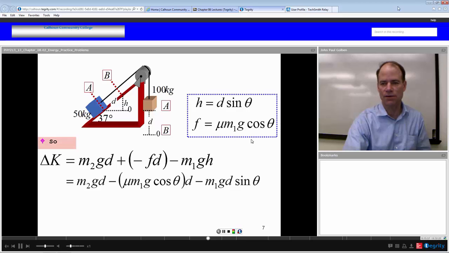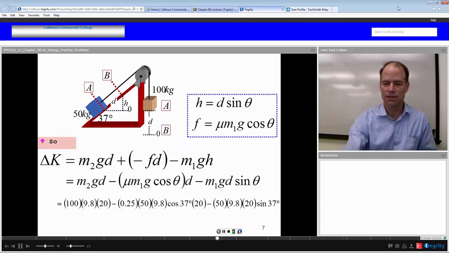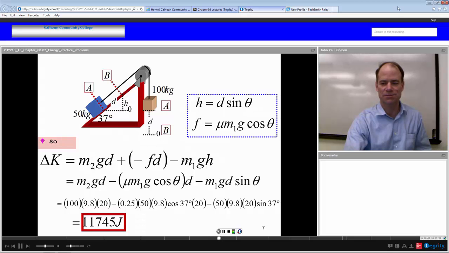Let's put in our values for h and our values for the frictional force, and we have this somewhat complicated equation, but we actually know what many of these numbers are, and now we can just put in our numbers. So the mass 2 is 100 kilograms, g is 9.8, d is 20 meters, minus mu, which is 0.25, mass 1 is 50 kilograms, g is 9.8, cosine 37 degrees, d is 20 meters as well, as it's going up the incline, minus m1, 50 kilograms, g 9.8, d is 20 meters, sine 37 degrees for our height h. All numbers, we calculate this out to be 11,745 joules. How about that?